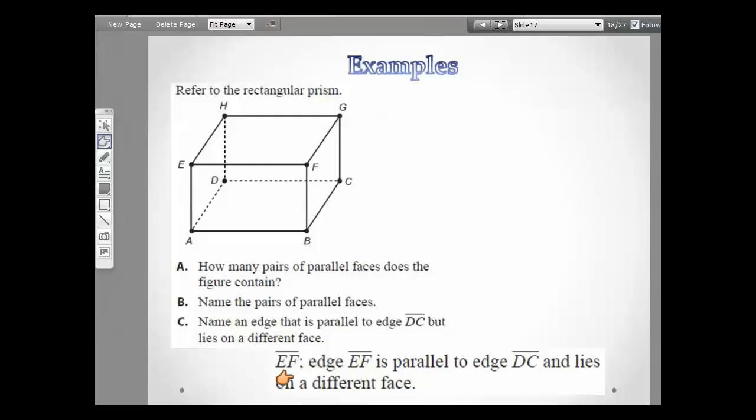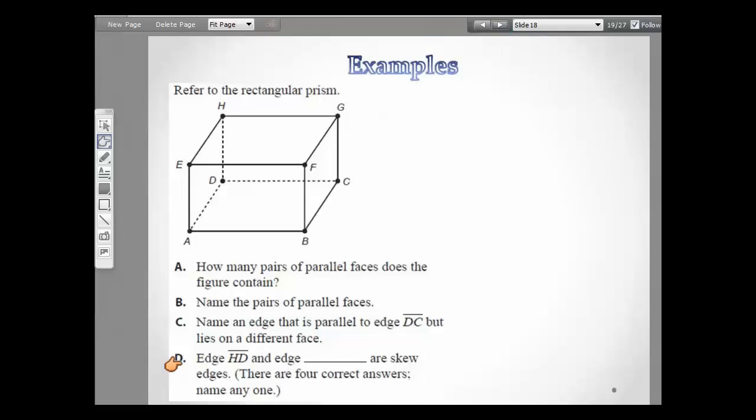And I got it right. Edge segment EF is parallel to edge segment DC and lies on a different face. This one says edge HD and edge blank are skew edges. Oh, there are 4 correct answers and you can name any one.